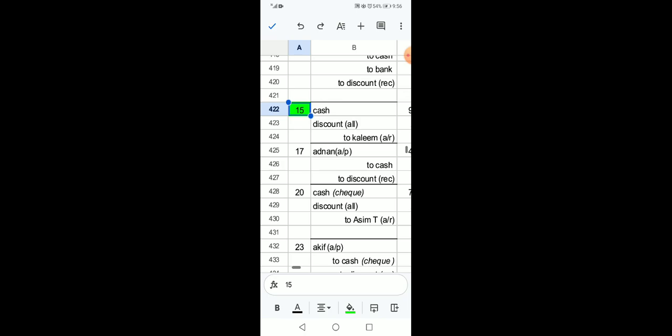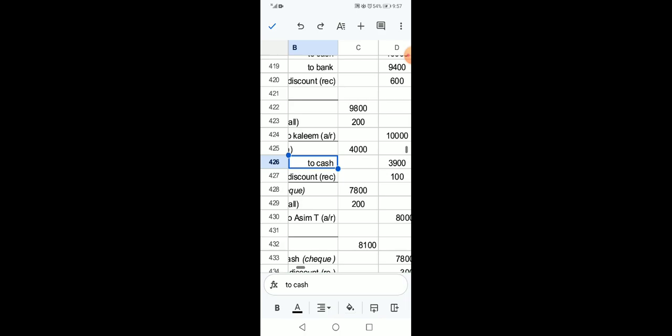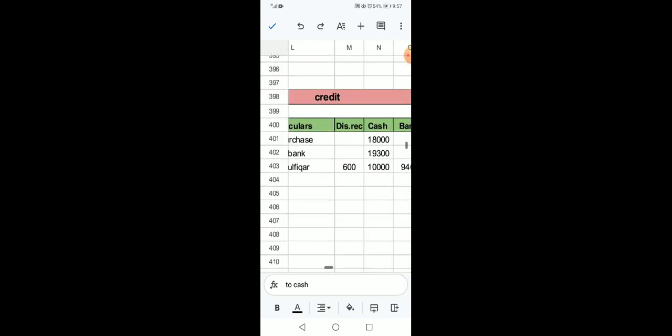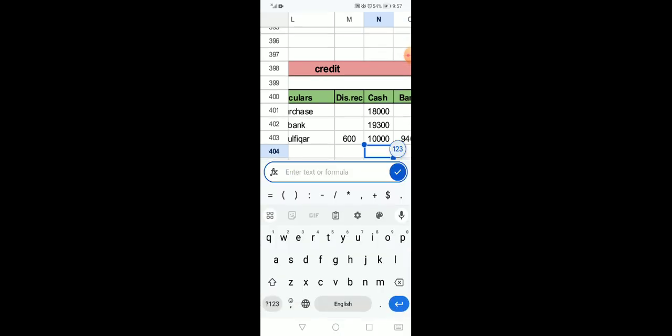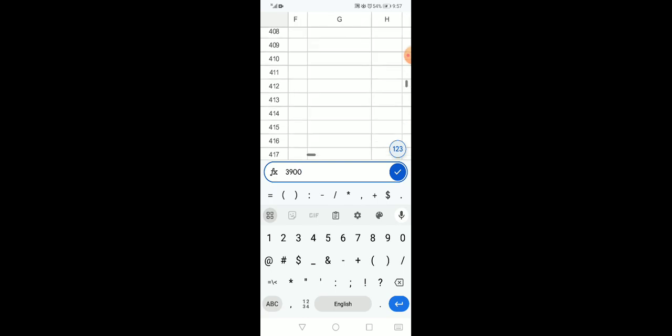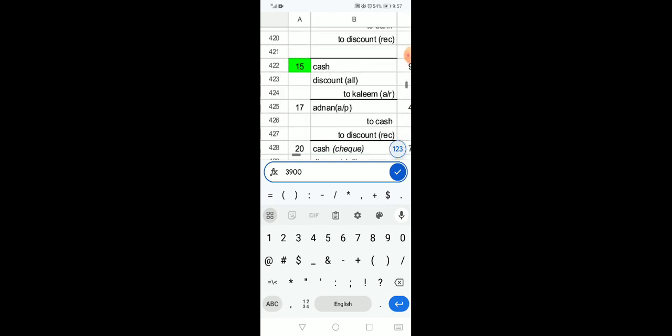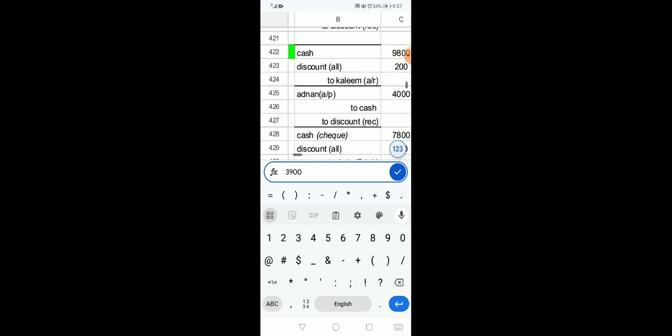15th entry completed. Now you are on 17th entry. There are three elements, but you are associated with only two elements, so you will do step by step. First step is to see cash, which is credited by 3900. Go to the credit side of cash and write down 3900 over here. Now you see the reference of 3900, which is Adnan.